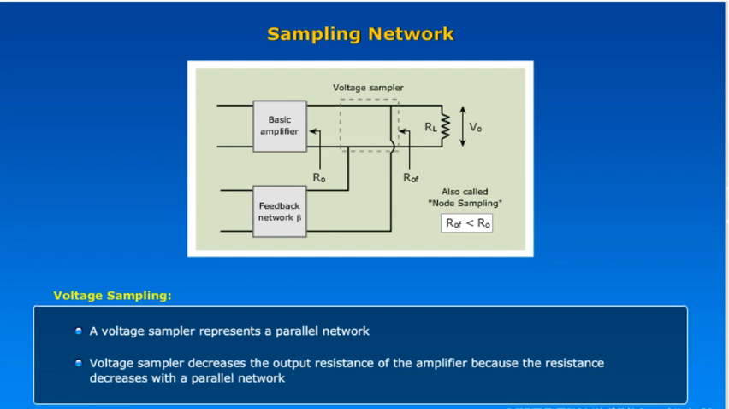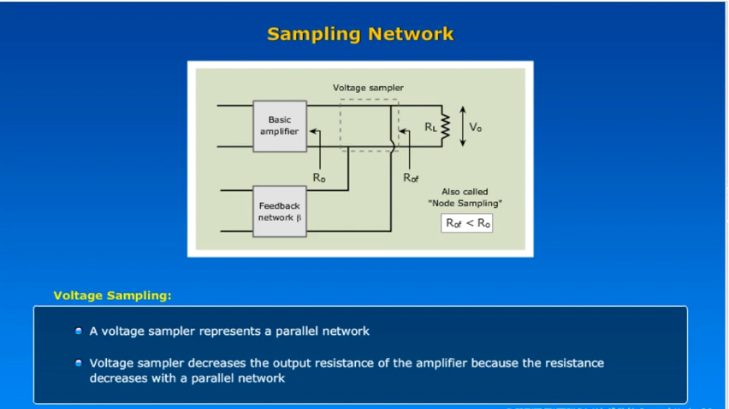In the voltage sampler condition, it is a parallel network. As shown, the voltage sampler is represented as a parallel network. The voltage sampler decreases the output resistance of the amplifier because the resistance decreases with a parallel network. So the voltage sampler decreases the output resistance.